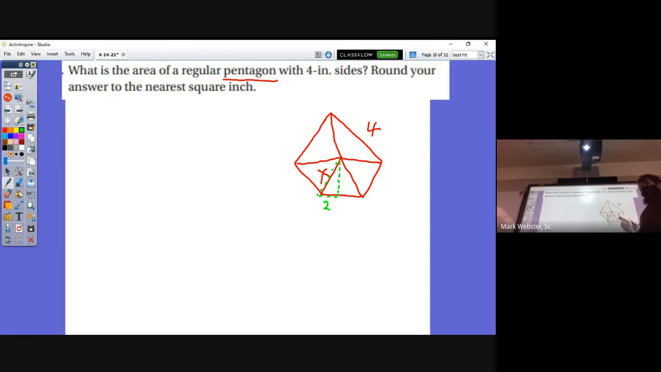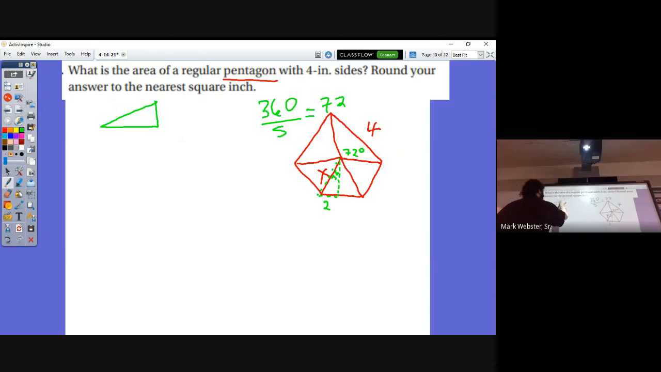Now, we got 5 of these. So one of these pizza slice angles up here is 72 degrees, right? But we don't want the pizza slice angle. We want the one that's half of that, right? So we want this to be 36 here, right? Now I've got everything I need. Let's bust this out, bring it up here so that we can do our work.